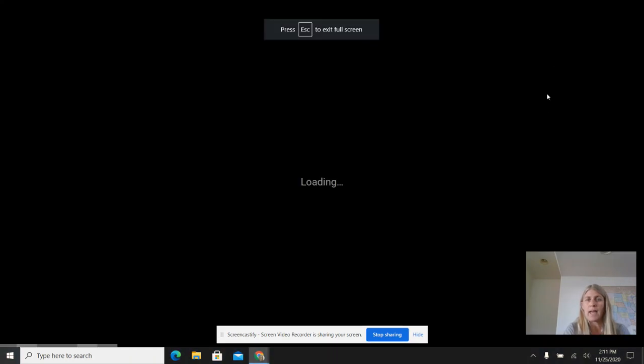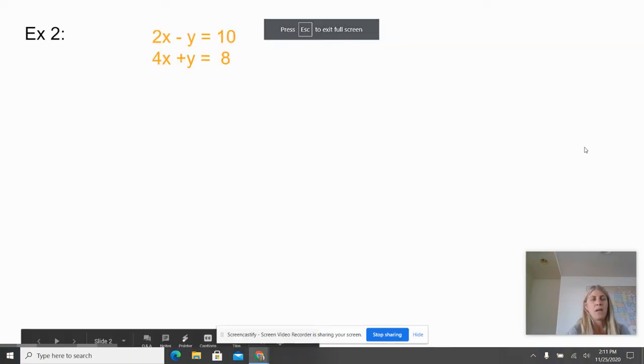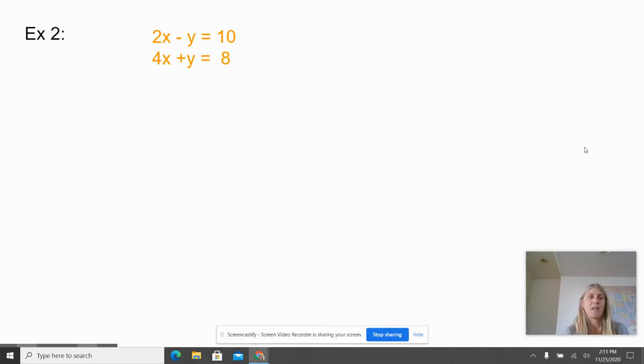Okay, let's look at a second example. Here we have 2x minus y equals 10 and 4x plus y equals 8. So once again, that first step is already done for us. We have a negative y and a y, and those are opposites of each other. So we're going to jump in and just add them together.